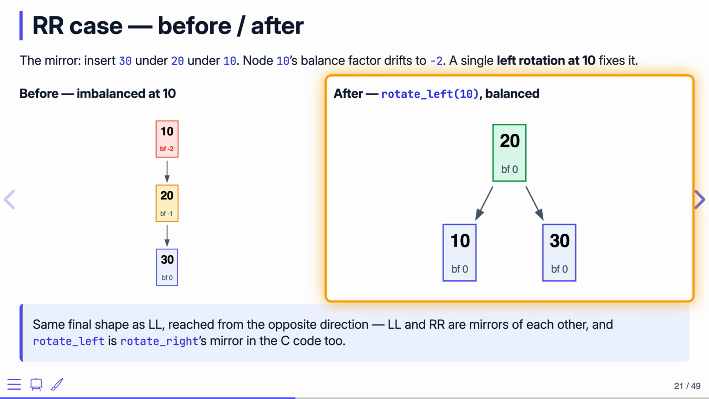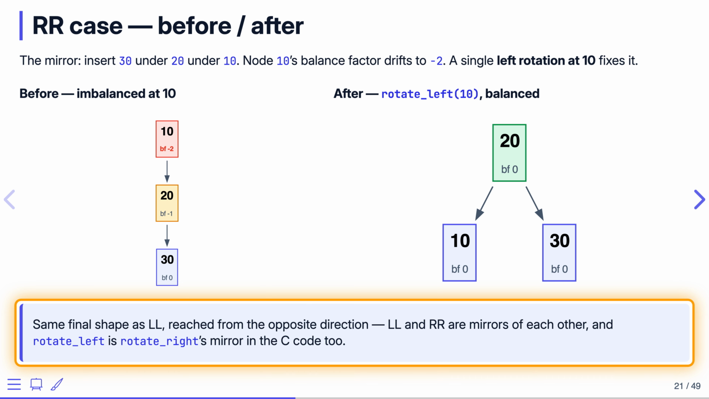The right figure shows the tree after we rotate left at 10. 20, the middle key, becomes the new root. 10 drops down and becomes its left child. 30 stays as its right child. Every balance factor is back to 0. Notice the final shape is the same as the LL case, just reached from the other side. The two rotations match in the same way. Rotate left is rotate right with left and right swapped in the C code.